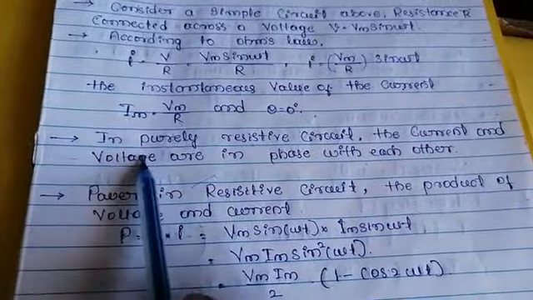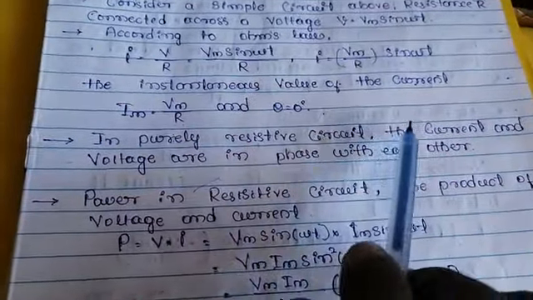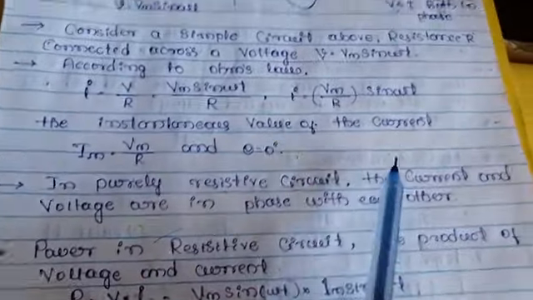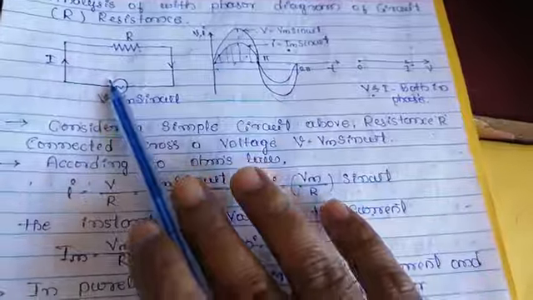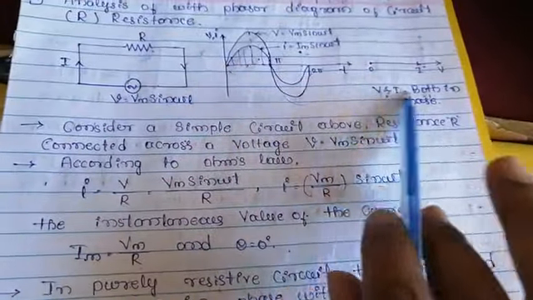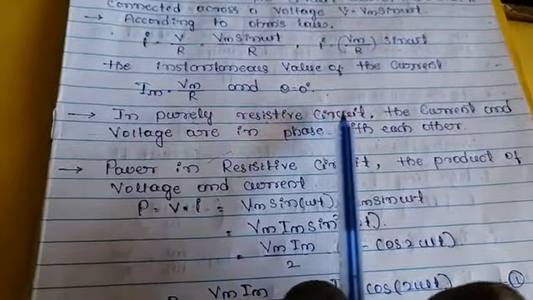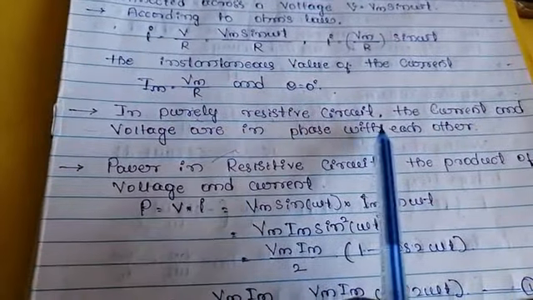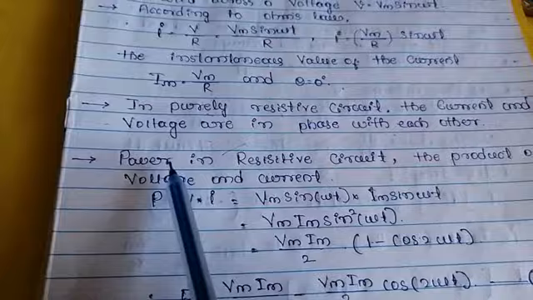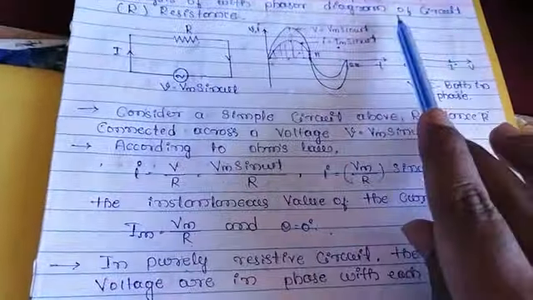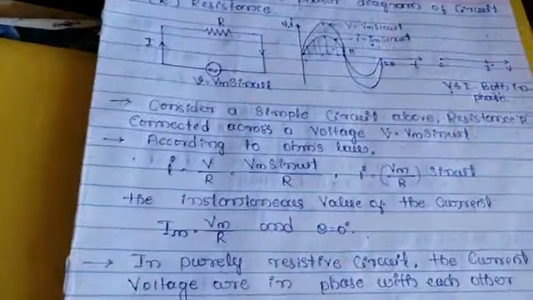In a purely resistive circuit, the current and voltage are in phase with each other. Already I have told, in a resistive circuit current and voltage are in the same phase. If voltage and current are in the same phase, what happens? Power.